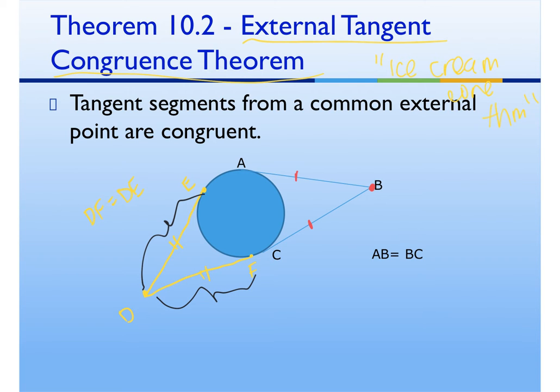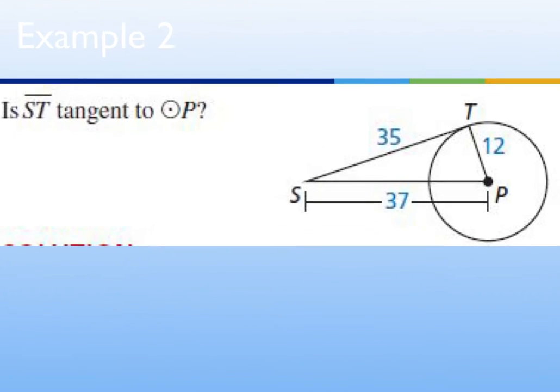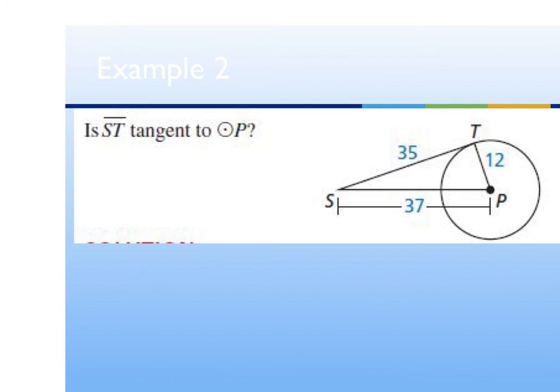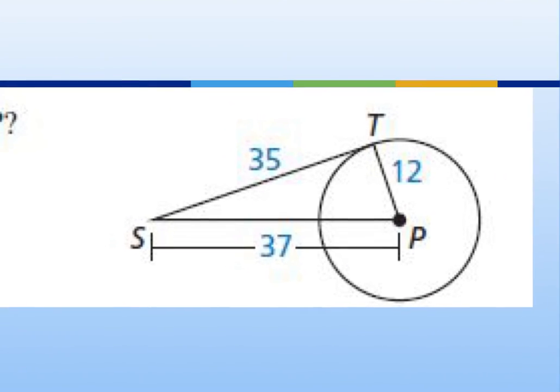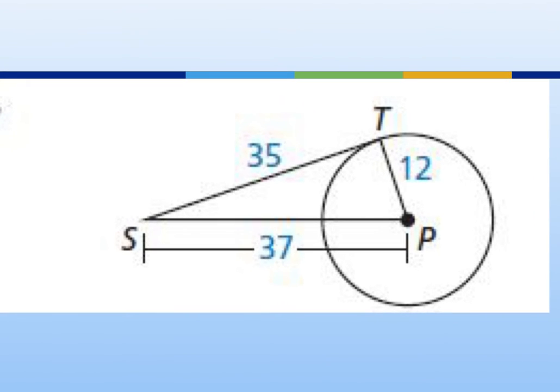All right. So, is ST tangent to the circle P? Is ST tangent to the circle P? Yeah. Okay. Now, we have to figure out how we can prove it. What would need to be true if ST was tangent to our circle? What would have to be true if ST was tangent to the circle? Gabby?